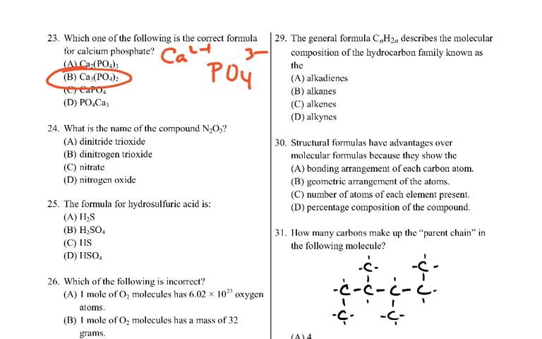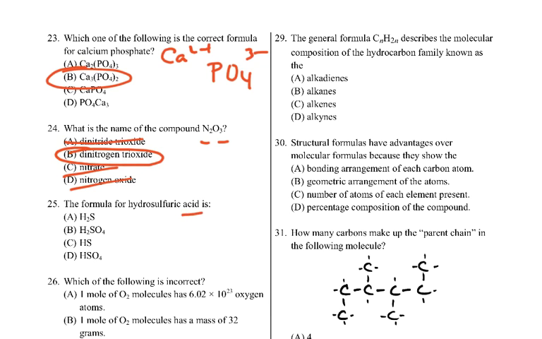What's the name of this compound? Nitrogen and oxygen, those are both nonmetals, so we need a di-tri sort of a thing. So dinitrogen trioxide, not nitrate or any others.